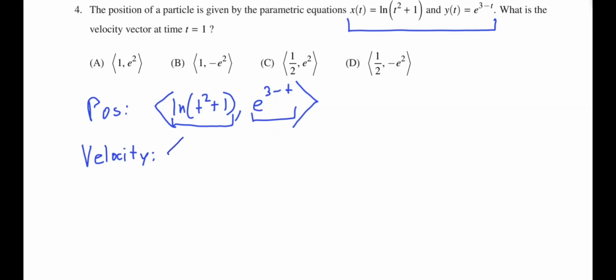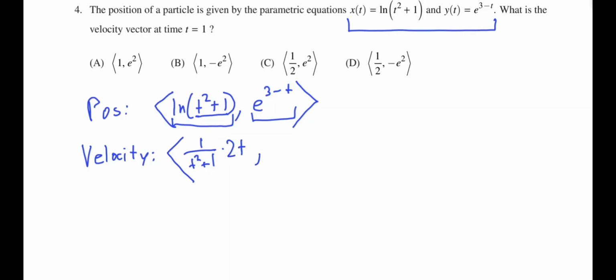So the derivative for ln of t squared plus 1 would be, again, the chain rule. The general derivative for ln would be 1 over the inner quantity of t squared plus 1. But since we have an inner function of t squared plus 1, let's compute its derivative. And the derivative of t squared plus 1 would be simply just a 2t.